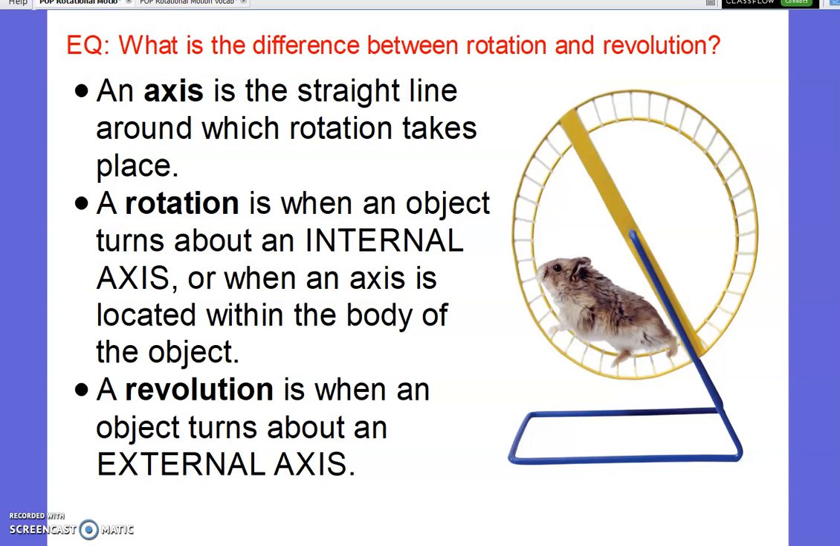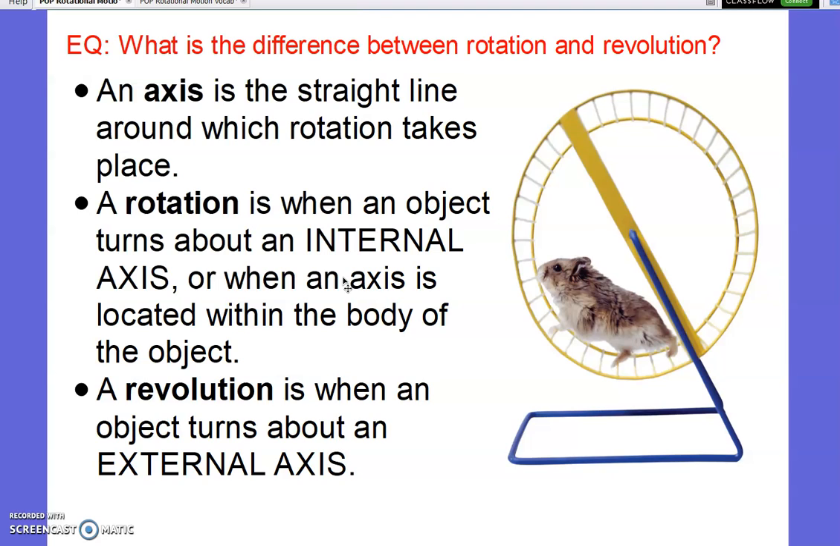An axis is the straight line around which rotation takes place. If we look at the example here of the hamster wheel, we see that the axle, or the axis, is right in the middle of the wheel. It is the point at which everything else rotates about. Now, the differences between rotation and revolution are all about where the axis is located.